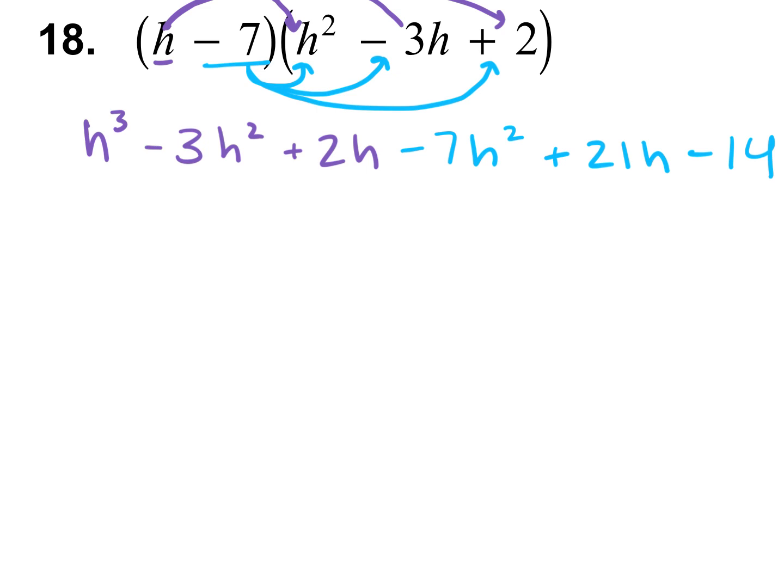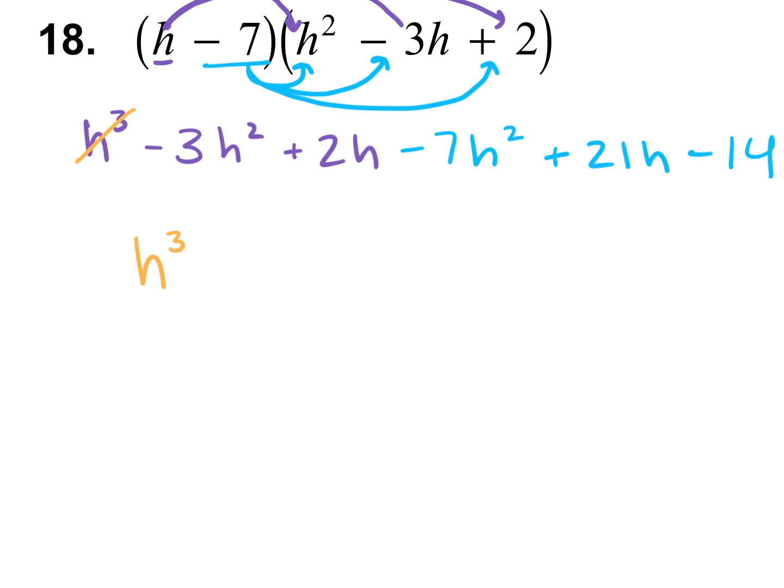All right, Mia, what's our last step? I didn't say the answer yet. We combine like terms. Mia, what do we start with? What's our highest degree term that we have here? H to the third power, so that's going to be the first one we write.